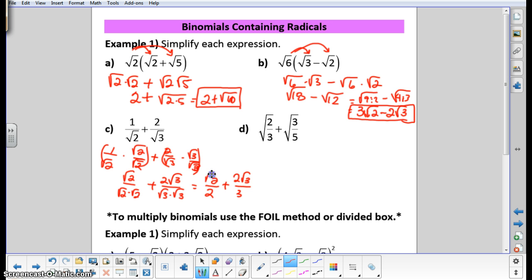Now, this is a root 2, this is a root 3. So these terms are not like terms, and they cannot be combined. So we are done. Let's move on to the next one.